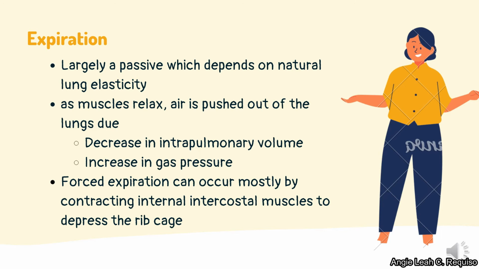Second, it is due to an increase in gas pressure. As the diaphragm and intercostal muscles relax, the lungs and thoracic tissues recoil, and the volume of the lungs decreases. This causes the pressure within the lungs to increase above that of the atmosphere, causing air to leave the lungs. Forced expiration can occur mostly by contracting internal muscles to depress the rib cage, which means forced expiration, or the movement of air out of the lungs, occurs by contracting the internal muscles to reduce the rib cage.